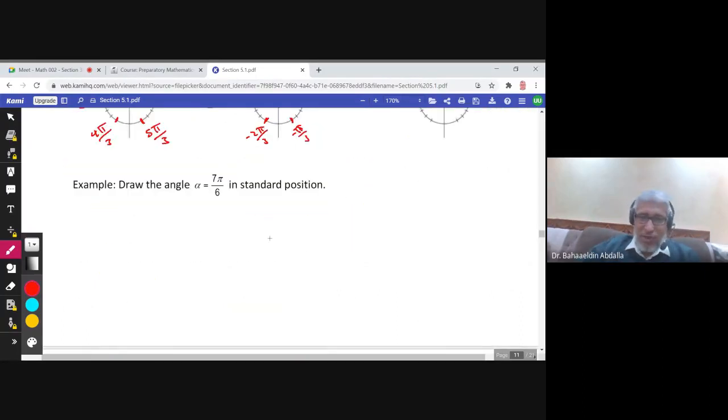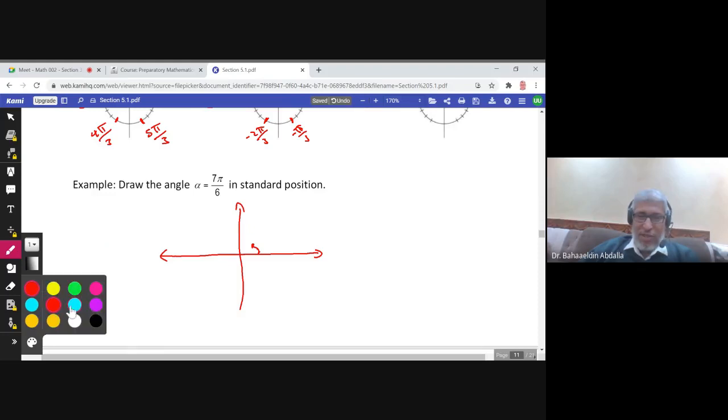But how to draw the angle 7 pi over 6? You do like this, without memorizing. You ask yourself, okay, I'm going in the positive direction. So this should be the initial side. I should start from here in standard position. And now I reach pi. Pi is 6 pi over 6. I need 7 pi over 6. So 7 pi over 6 would be here.